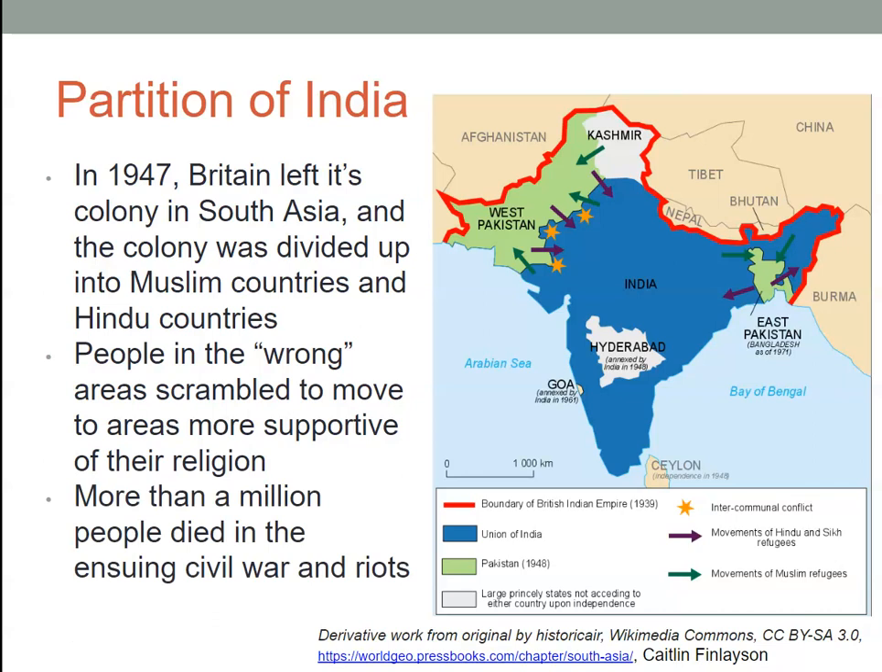So there were civil wars over here between India and West Pakistan, and then there were riots throughout. So you can see people moving in and out of areas, trying to find places that they thought were safer for them to be. And we estimate that more than 1 million people died in these ensuing civil wars and riots. So again, an example of an imposed boundary forced upon the realm by a foreign colonial power.